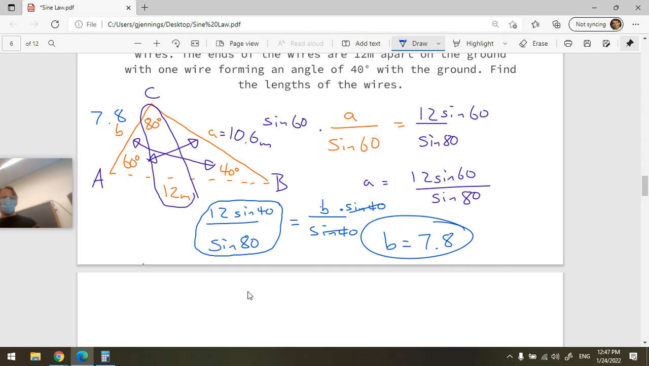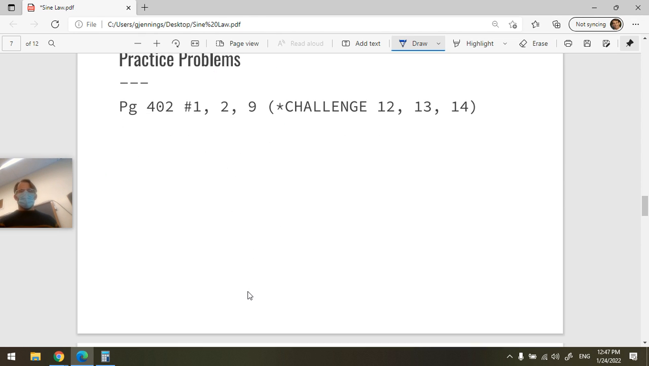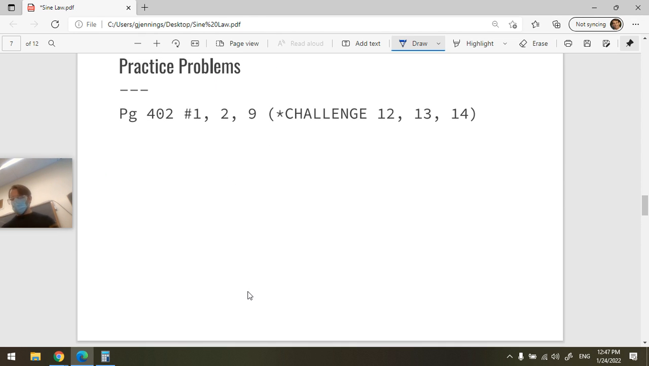So the B wire was 7.8 meters long, and the A wire was 10.6 meters long. We can solve these types of questions with trigonometry now, even though there's not a right angle to be seen. Now, here are some practice problems for you to do. I will just go ahead and write those on the board so that you can see them.